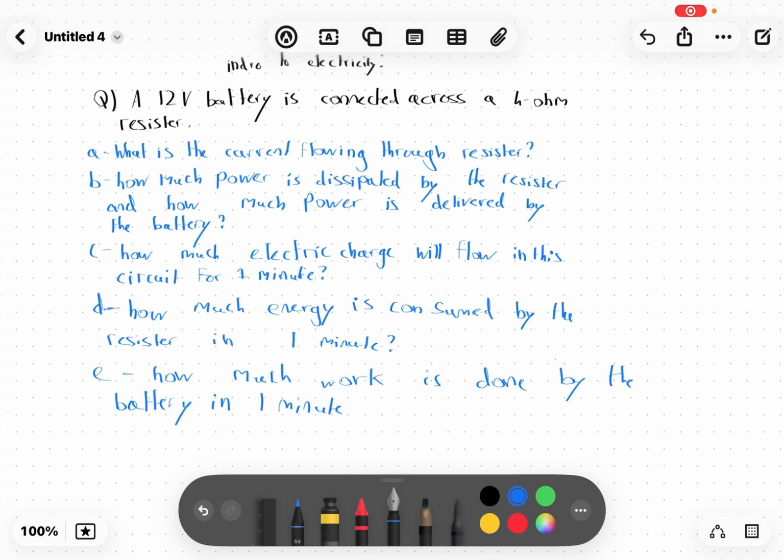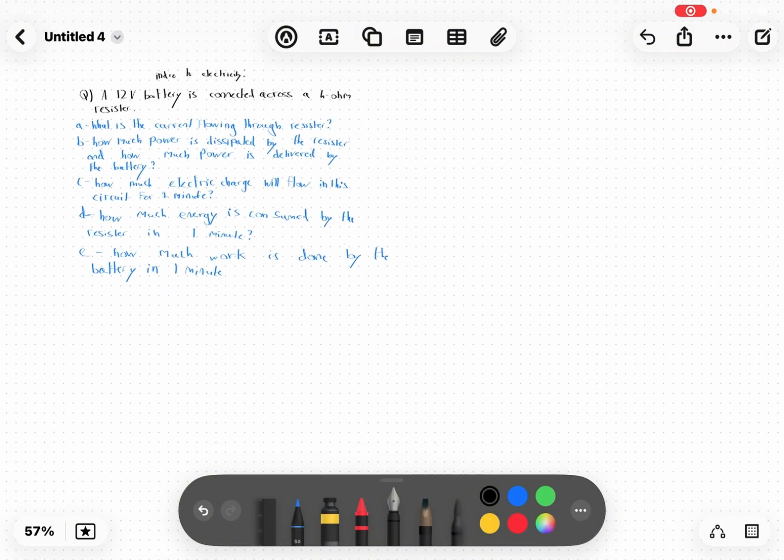Okay, here is our first example. A 12 volt battery is connected across a 4 ohm resistor. So let's just draw that. We have a 12 volt battery and it's connected to a 4 ohm resistor.